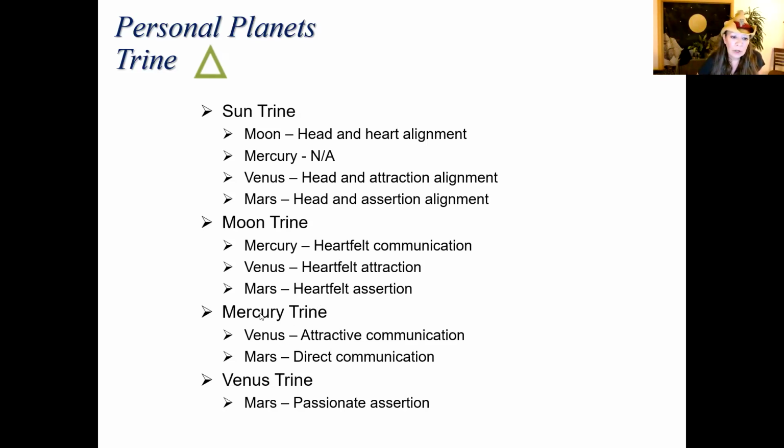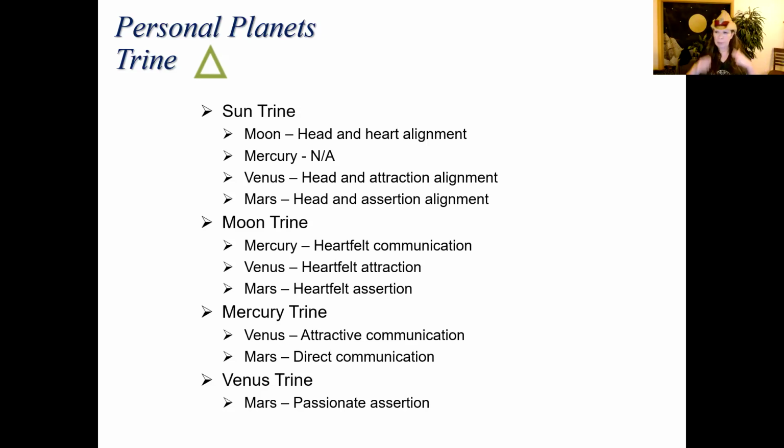So now, Mercury. If you want to know Mercury trine the sun, it's not happening. If you want to know Mercury trine the moon, you look up here. The only two things left to explain about Mercury are Mercury trine Venus. Think about it: communication, and Venus is what they find attractive. So they are going to talk about what they find attractive. They know how to articulate, and they are also very good at articulating how they feel.